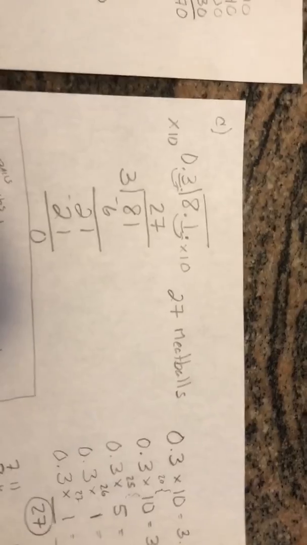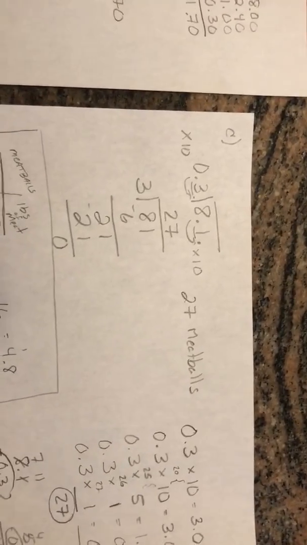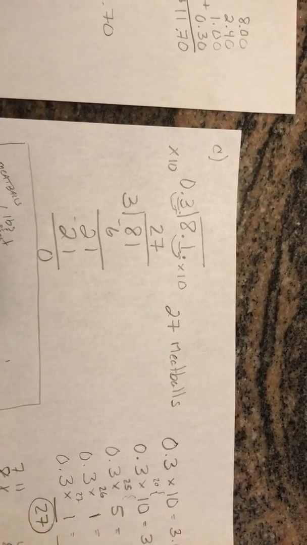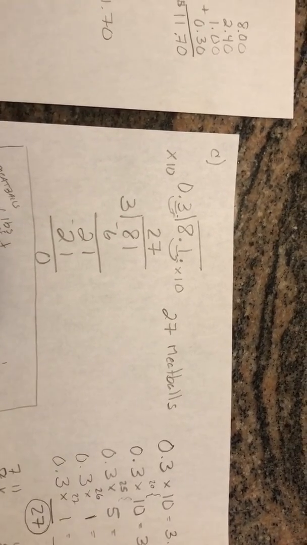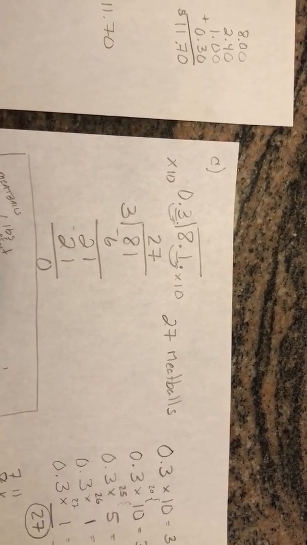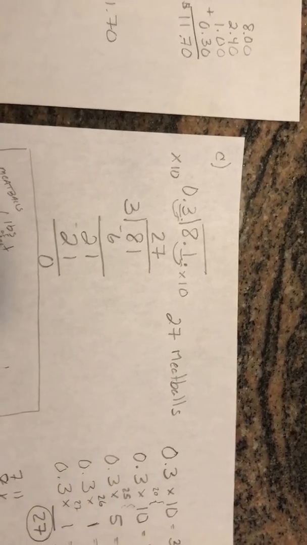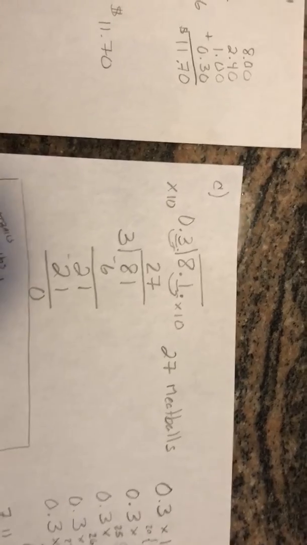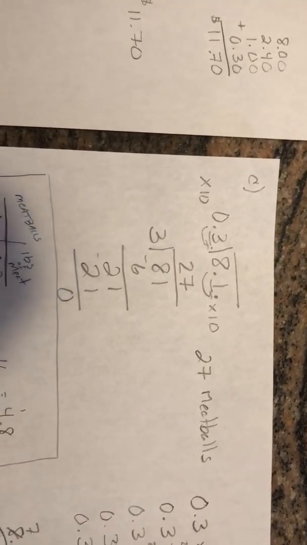Now, part C gets a little tricky. You're going to see a lot of different things here that I have. So this was the last part where she has 8.1 pounds of beef, and each meatball requires 0.3 pounds of meat. So we want to figure out how many meatballs she can actually make with the 8.1 pounds of beef. So this is actually a division problem.